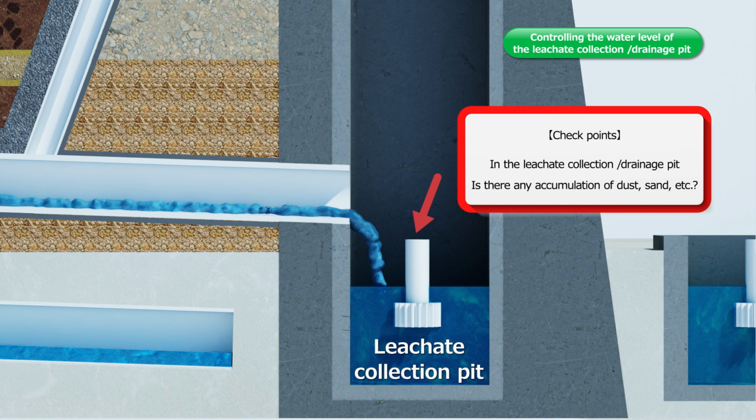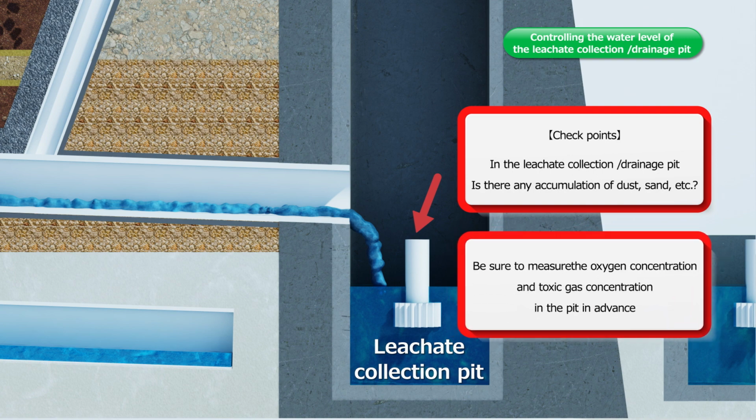However, care must be taken when cleaning the leachate collection pit. We always measure the oxygen concentration in the pit and the concentration of gases that are toxic to the human body, such as hydrogen sulfide, in advance, and start work after confirming that the safety of workers is ensured.